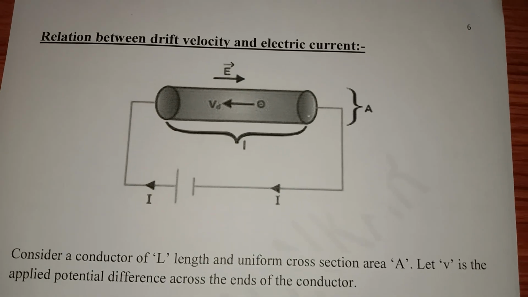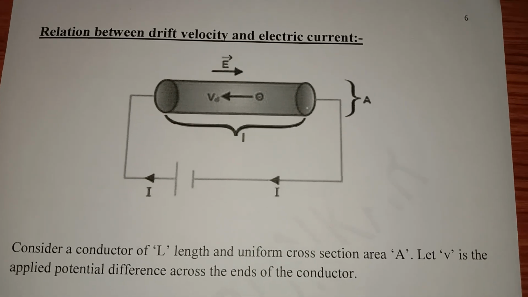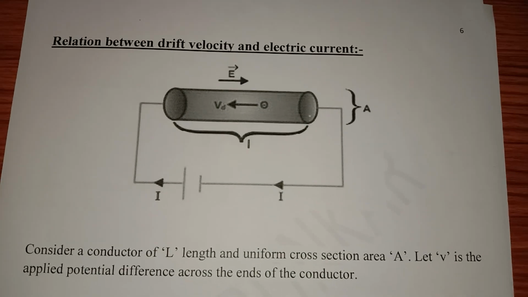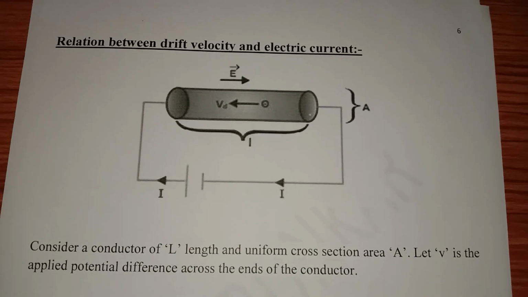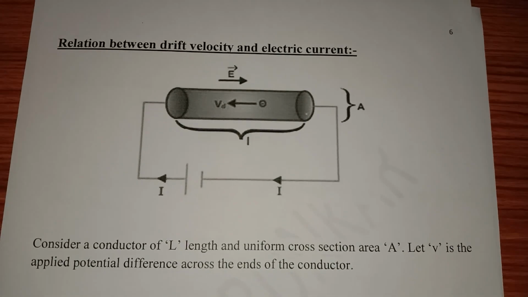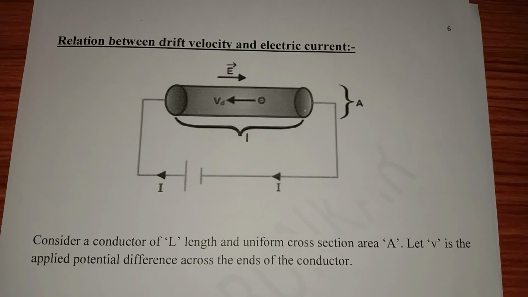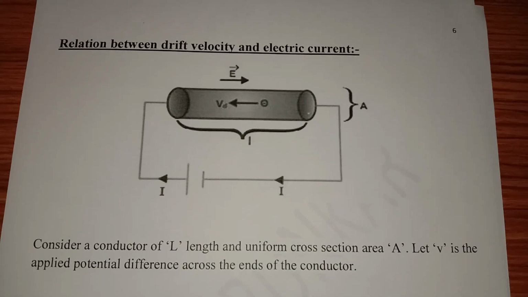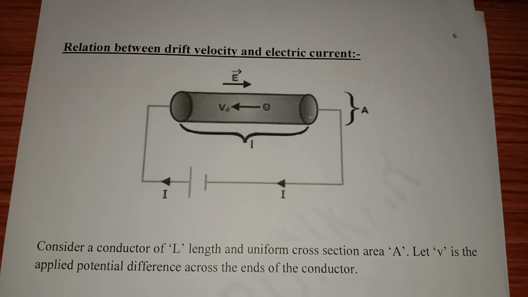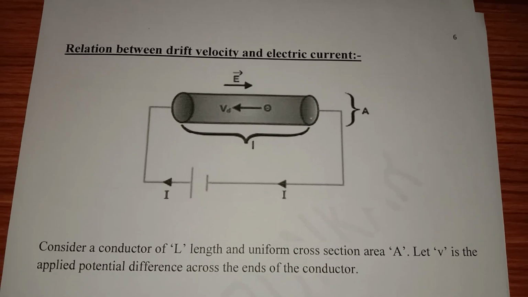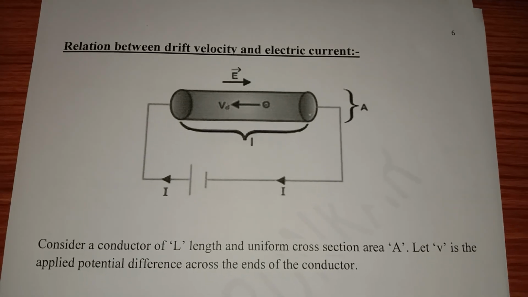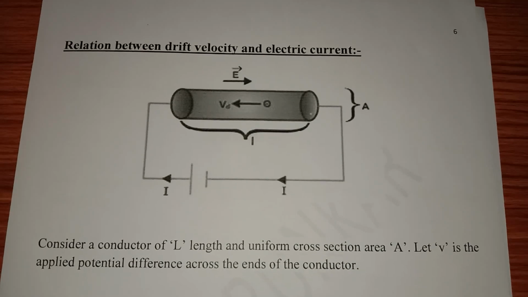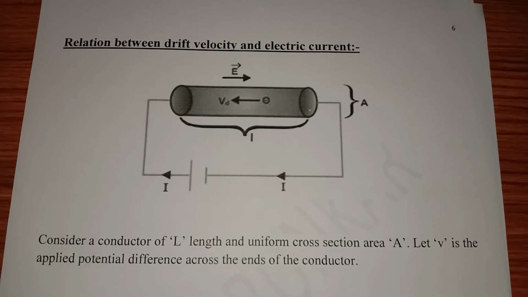And our today's topic is the relation between drift velocity and electric current. In previous lecture, we discussed the term drift velocity and how electric current flows when we connect a conductor with the help of a battery, or when we put any conductor in the presence of an electric field. But now in today's lecture we are going to discuss the relation between drift velocity and electric current.